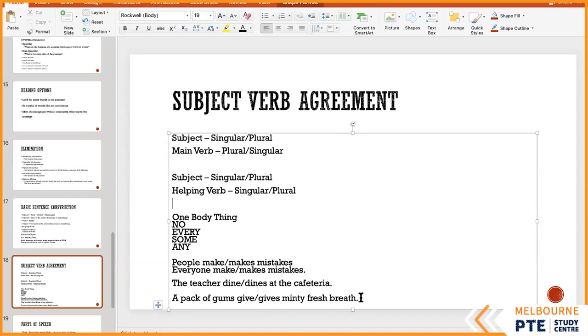So here, a pack of gums are healthy or is healthy? Is healthy, right? So you get the idea that for helping verb, the rule is that my subject and my verb should have the same form. Is it clear? Okay. So be mindful of that.